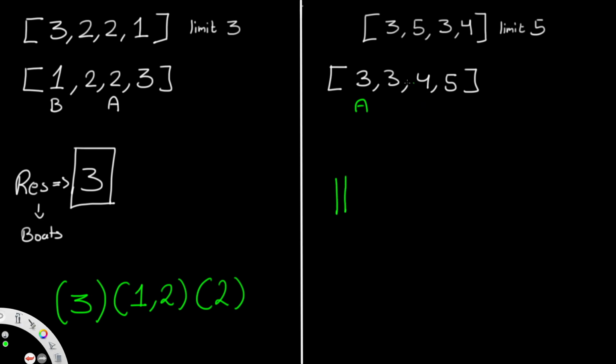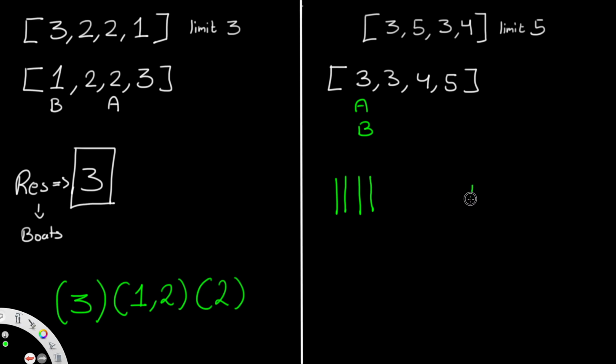Okay, now we move B to the left by 1, and the same thing happens. Now we have 2 people. 3 plus 3 is 6, which is again greater than the limit. So 3 is going to go in its own boat, and we're going to move the pointer to the left. And finally, we just have one value left, which in this case is the value 3. And at this point, this 3 is going to go in its own boat as well. So that means we need 4 boats in this case.